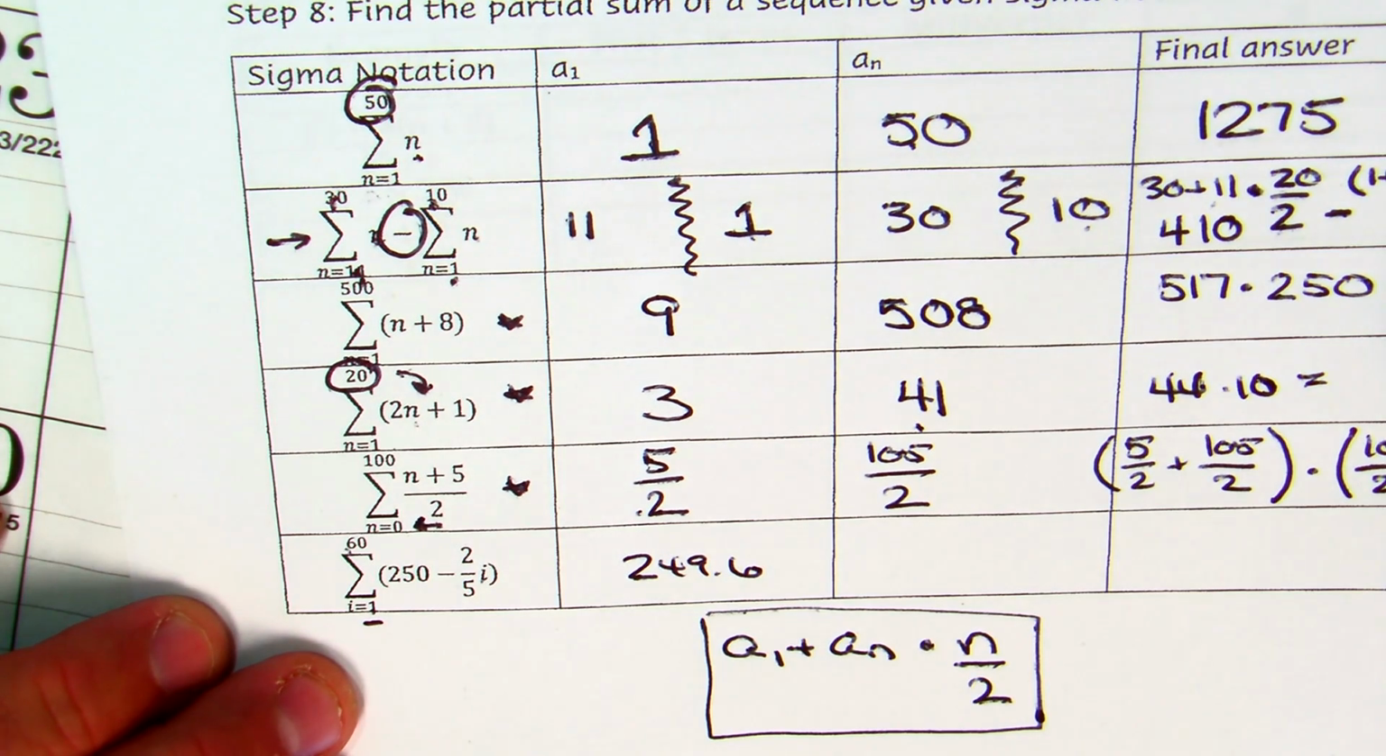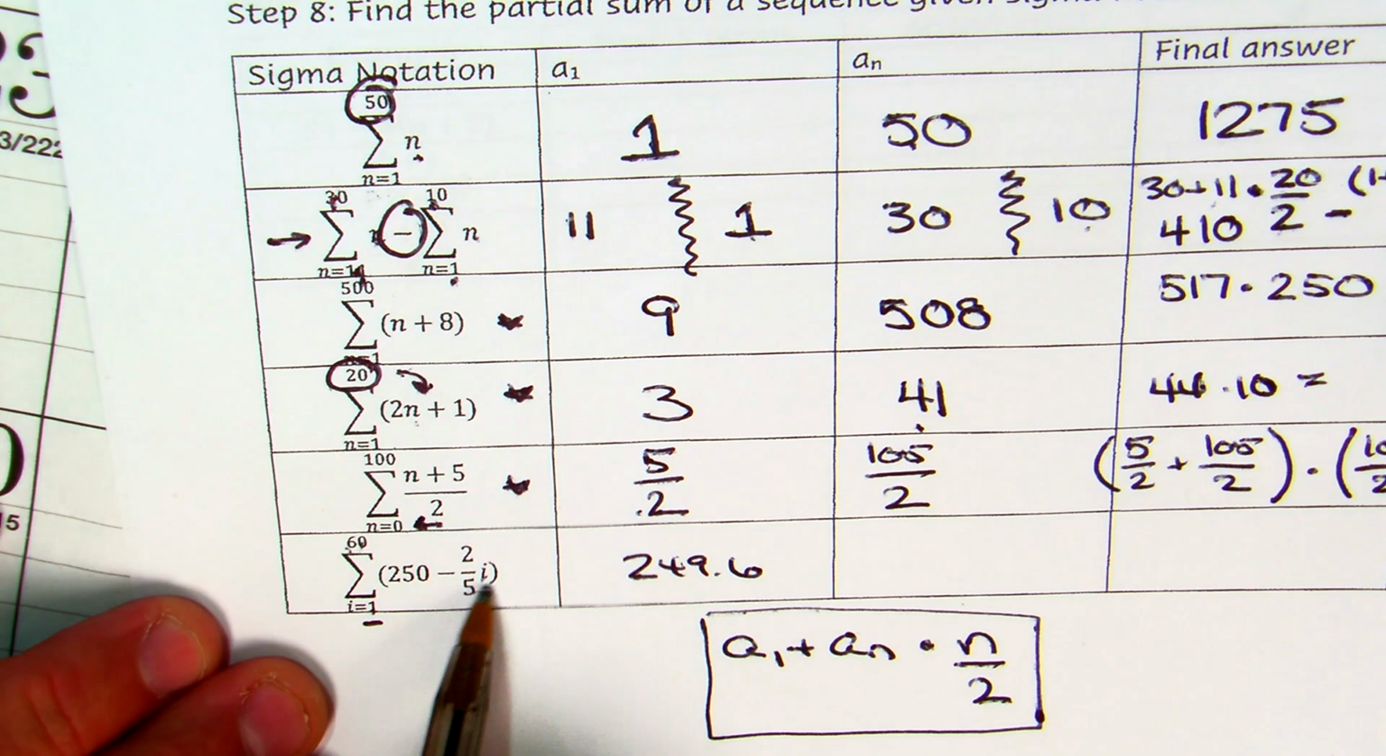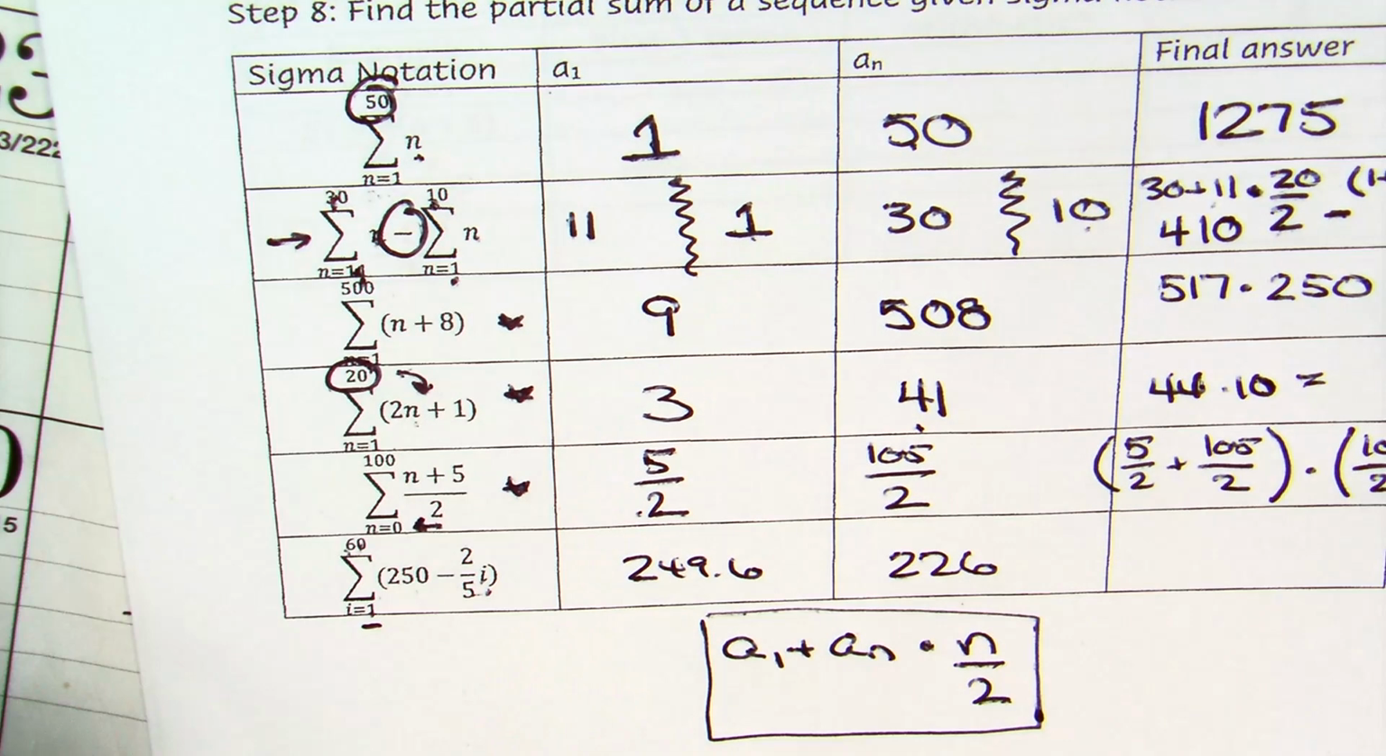Then to get the last value, you plug in the top number, which is 60. So I'm going to plug in 60 to this and do 250 minus that value. That comes out to 226, I believe. Oh, 250 minus 24. 226. So you okay with that part? You're just plugging in. Okay.